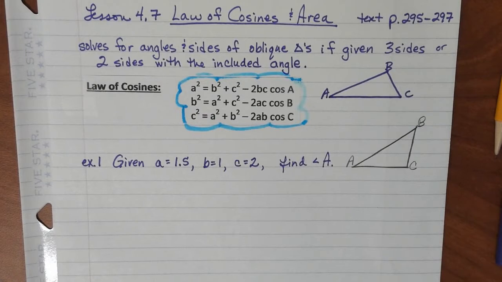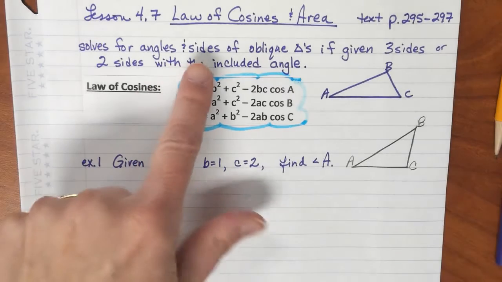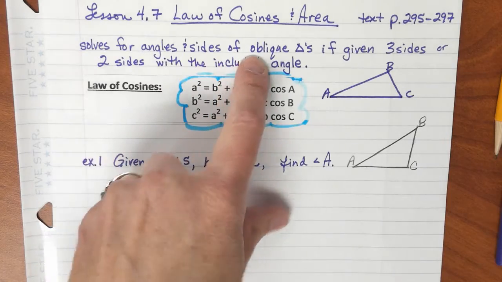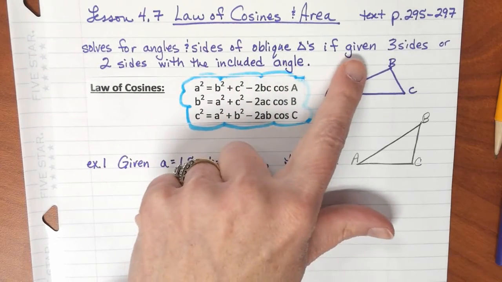Let me back up. Welcome to your second video in section 4.7, but it's the first video of the law of cosines, and then we'll also deal with the area of some triangles. But this takes the second half of lesson 4.7 in your book, so I've given you the text pages where it is. And this is cool because this will enable you to solve for an angle and a side of a triangle given the three sides.